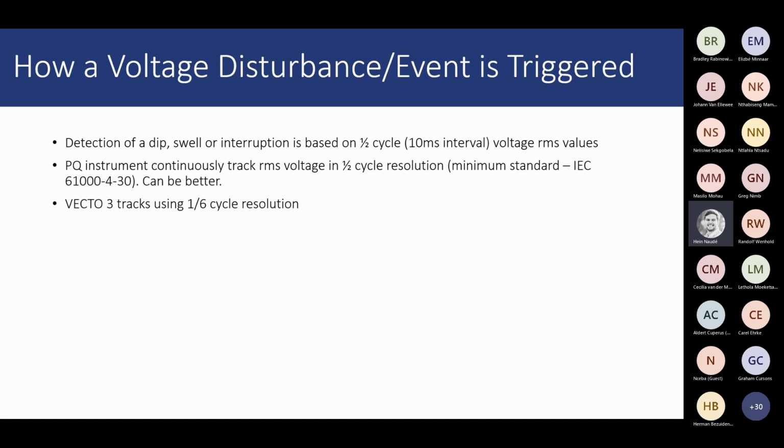Now, this is the minimum standard from the IEC 61000-4-30. This can be better. This is also the specification for a Class A device. The moment you have a Class S device, then this becomes 1 cycle or even more. So this is just specifically for a Class A standard or device. Now the VECTO 3 tracks this using 1/6 of a cycle resolution and not just half of a cycle. So you get more samples per cycle, per phase to analyze and to look at the RMS voltage dips. This also leads to generally a more accurate characterization of how a voltage event looks and the duration of that.